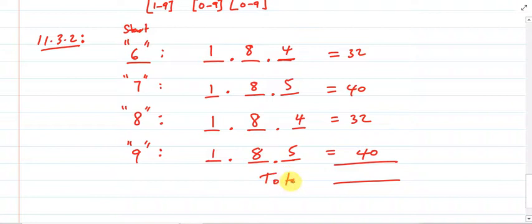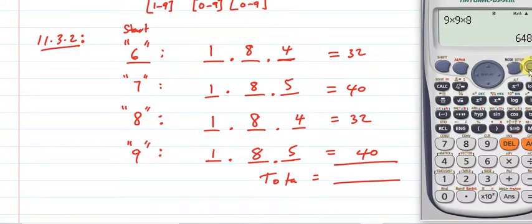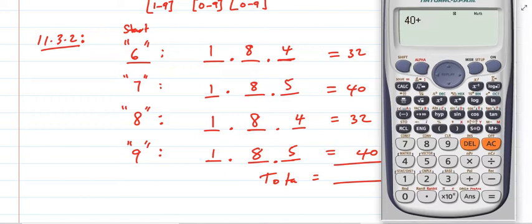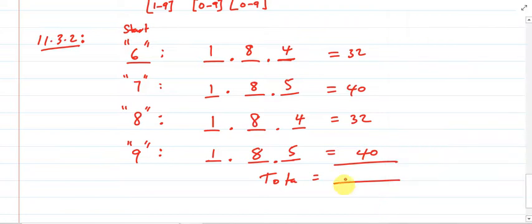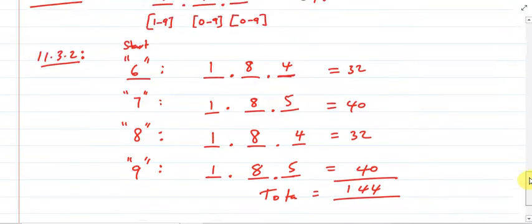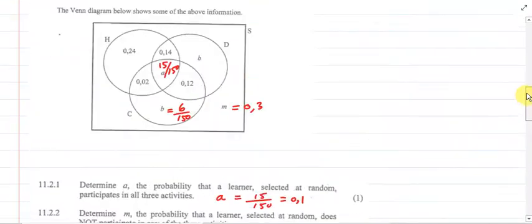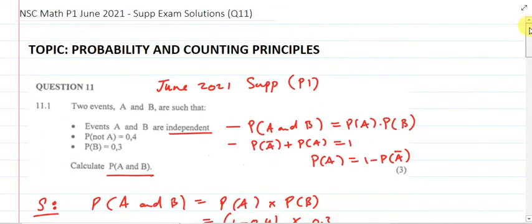So the total is equal to 40 plus 40 plus 64. So what we have here is 40 plus 40 plus 64, and my answer is 144. Right, so this was question 11, guys.